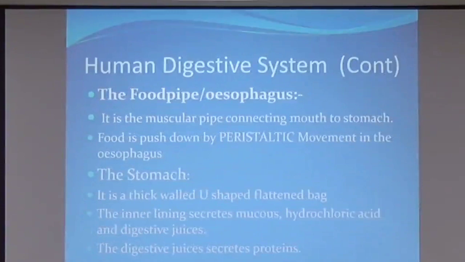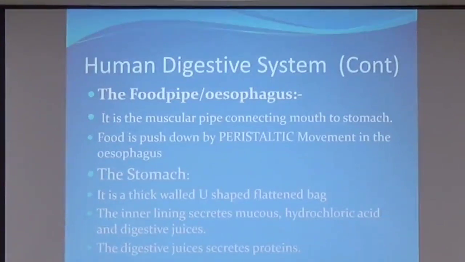The next portion of the digestive system is the food pipe, which is otherwise known as the esophagus. What is it actually? It's a long pipe made of muscles, and it connects the mouth to the stomach. Here the food is pushed down by a special kind of movement which is known as peristaltic movement.